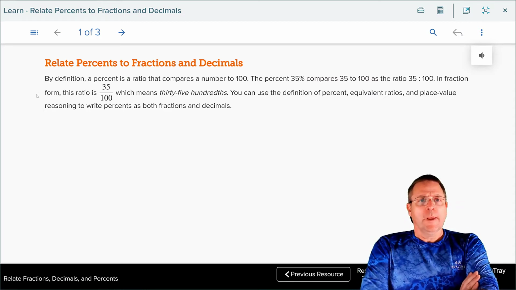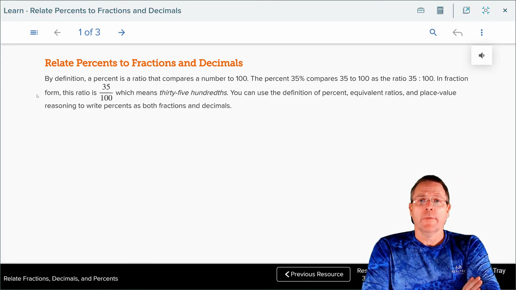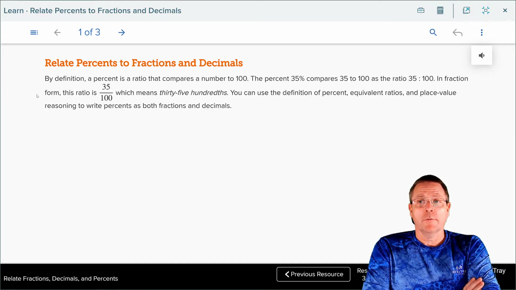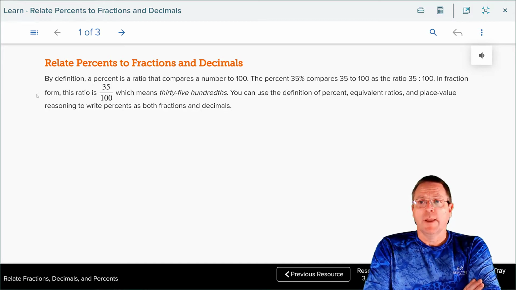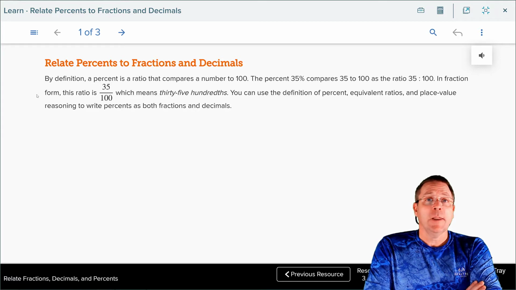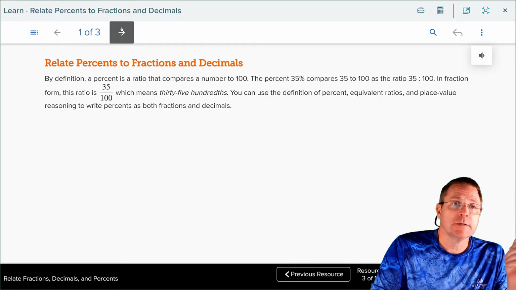By definition, a percent is a ratio that compares some number to 100. We've already talked about that. The percent 35% compares 35 to 100, and you could write that as a ratio as maybe 35:100. Fraction form is going to be 35 over 100. I think I said 3 colon, it should be 35 colon. Both of those represent 35 hundredths. You can use the definition of a percent, equivalent ratios, and place value reasoning to write percents both as fractions and decimals.